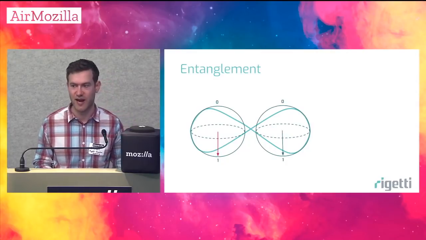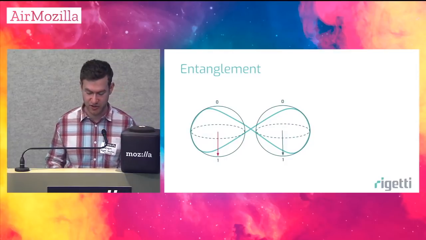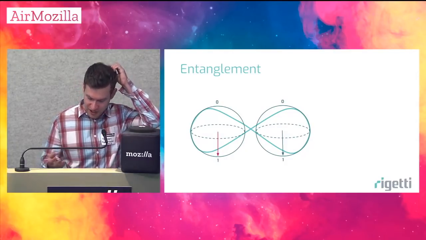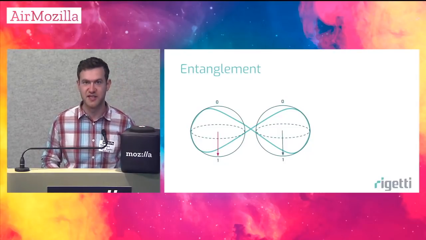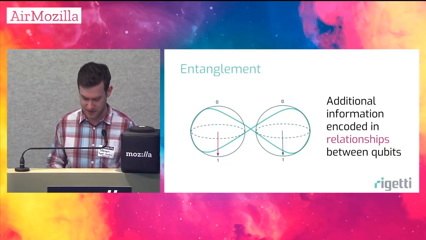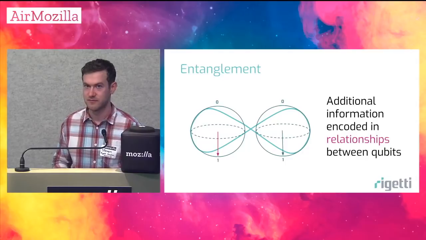So earlier I showed you how you can store more information in a single qubit than in an individual bit. And now we can make an additional observation, which is that there's also information stored in the relationships between qubits. So to fully understand an arbitrary quantum state, we'd also need to know the positions of each qubit, but also how they are related to each other.